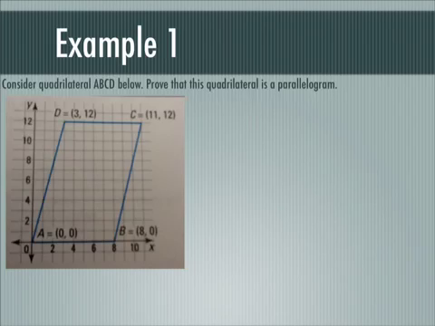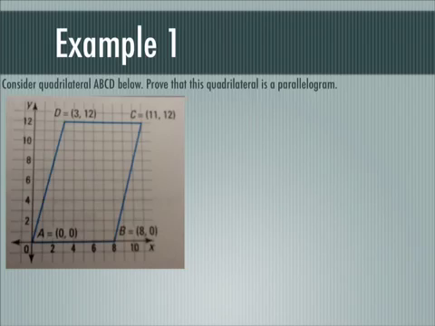Okay, consider quadrilateral ABCD below. Prove that this quadrilateral is a parallelogram. My picture up here is probably better than yours. Okay, hold on just a minute. If it's a parallelogram, what do we know about the sides? Okay, they're equal, but they're parallel, right? So what I would really like to do is show that these sides are parallel and that these sides are parallel.